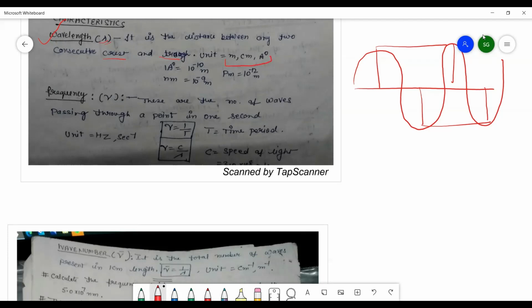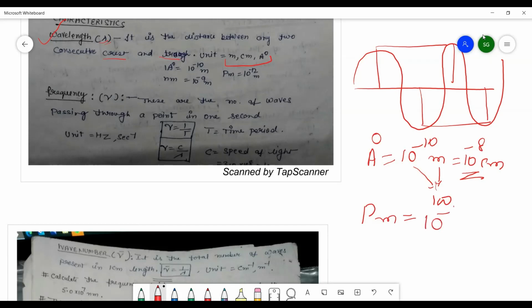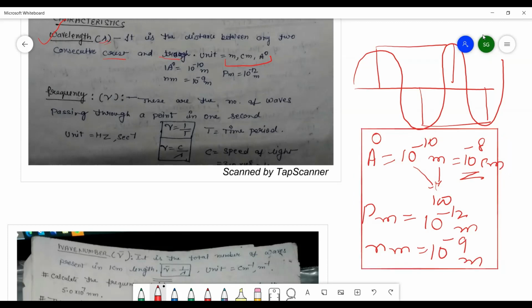Meter and centimeter you know well, but whenever angstrom is there, you can convert this angstrom into 10 to the power minus 10 meter, or you can convert it into 10 to the power minus 8 centimeter. As a meter is 100 centimeters, you will get 10 to the power minus 8 centimeter. Now, whenever picometer is there, the conversion factor is 10 to the power minus 12 meter. And for the nanometer, it is 10 to the power minus 9 meter. In this manner, you can convert into meter or centimeter.